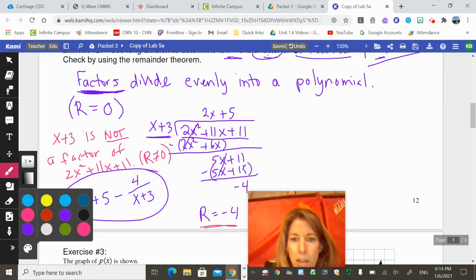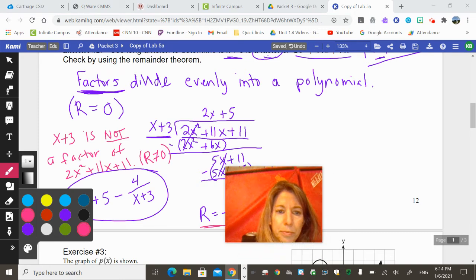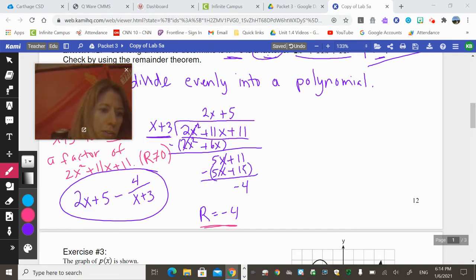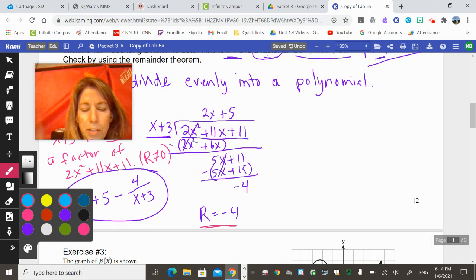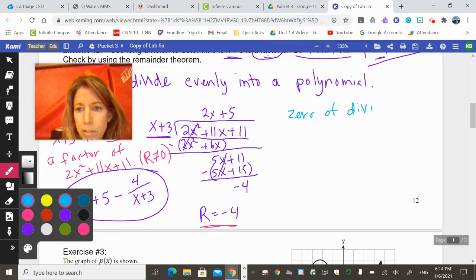All right, and it says use the remainder theorem to check. So, hopefully you're catching on with the remainder theorem. In order to do the remainder theorem, we take the 0 of the divisor. So we want the 0 of the divisor. And in this case, the divisor is x plus 3. So the 0 of the divisor in this case would be a negative 3.